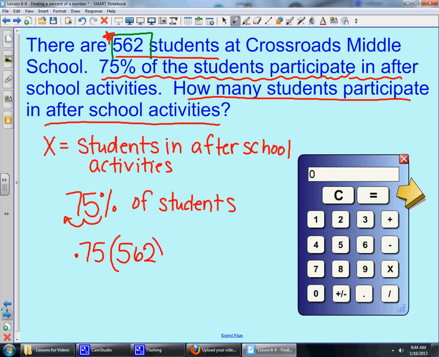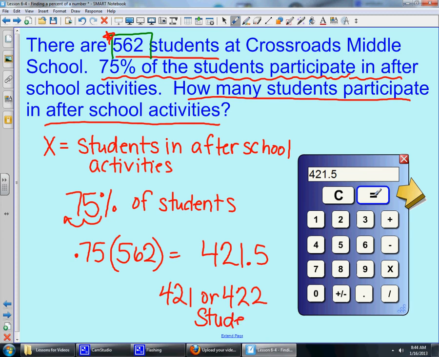And this is going to give us the total number of students that participate in after-school activities. So we have 0.75 times the number of students at Crossroads, which is 562, and that's equal to 421 and a half. So we can't really have half a student, so we'll say 421 or 422 students participate in after-school activities.